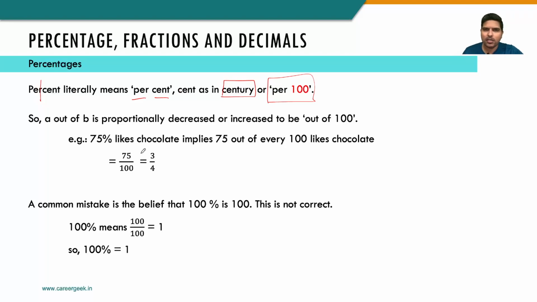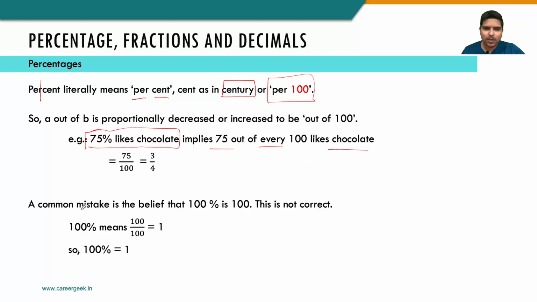Knowing this is not that important. Just know that 75% like chocolate implies 75 out of 100. Every 100 people, 75 like this chocolate, okay? That's the definition, 75 out of 100.